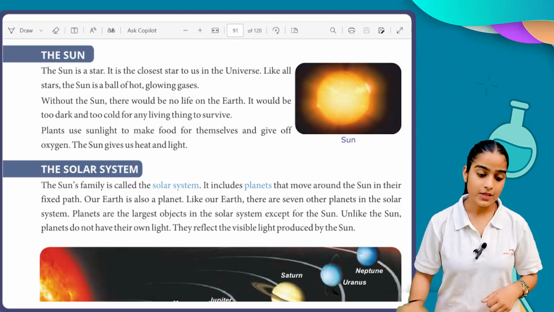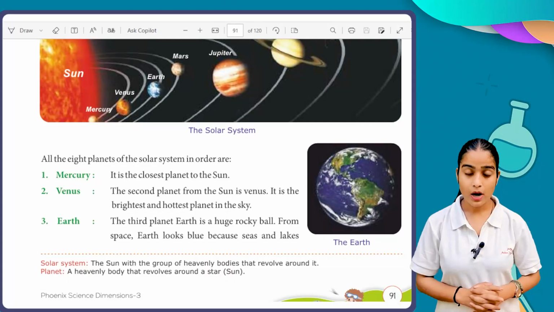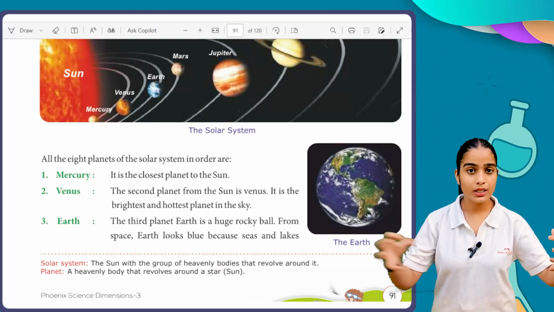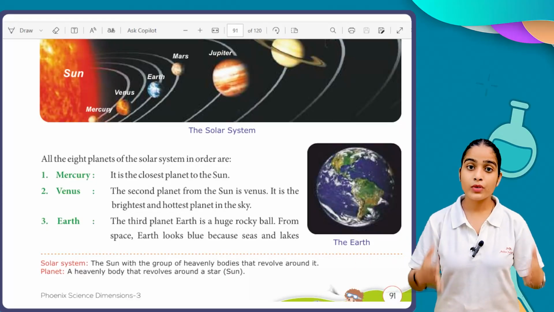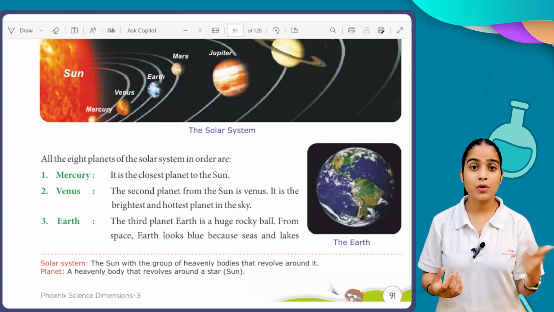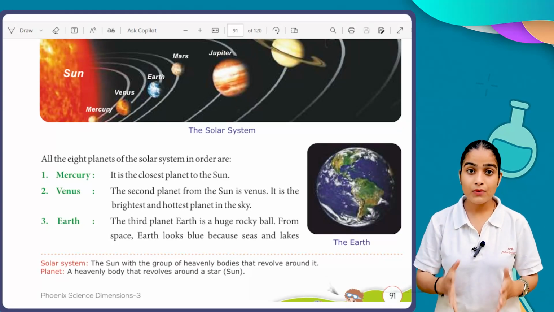Okay, next we have all 8 planets of the solar system in order. Now we are going to learn about the 8 planets of the solar system. 7 are other planets and 1 is our Earth. And now we have to read about them in sequence. Why are we reading about them in sequence? Because they have some qualities. According to that, we make a list and make a sequence for this.